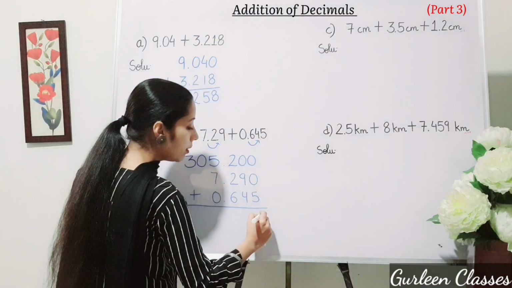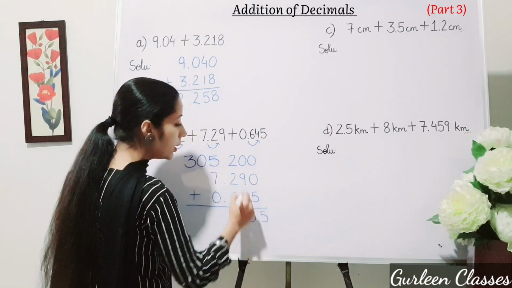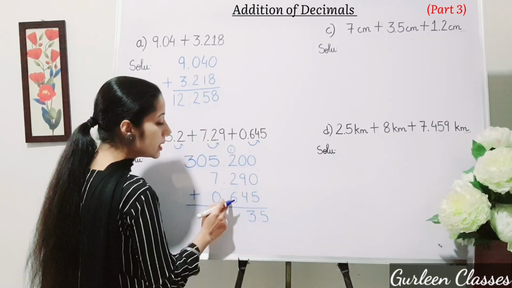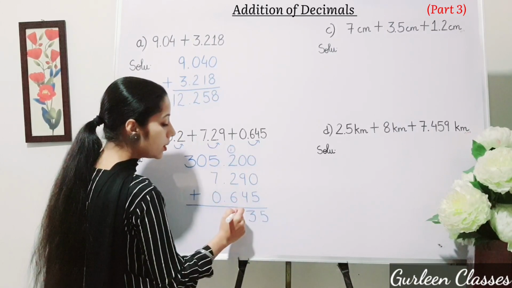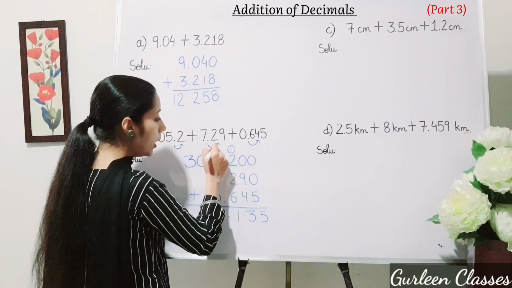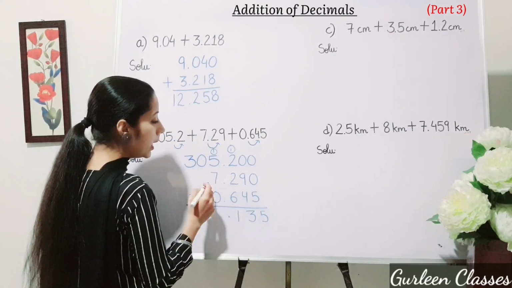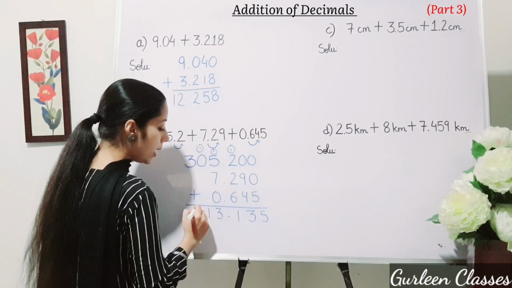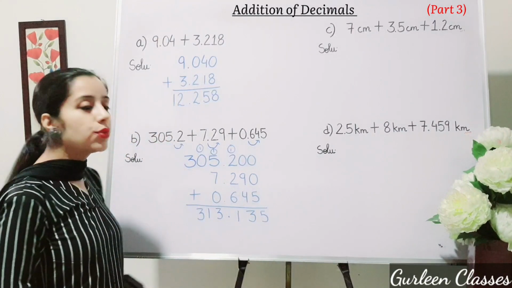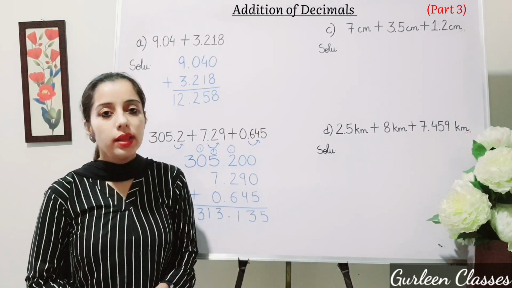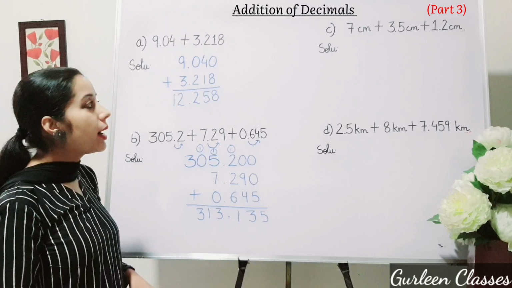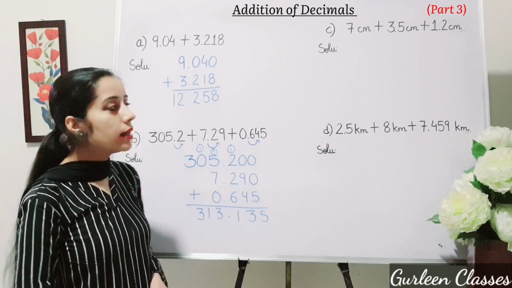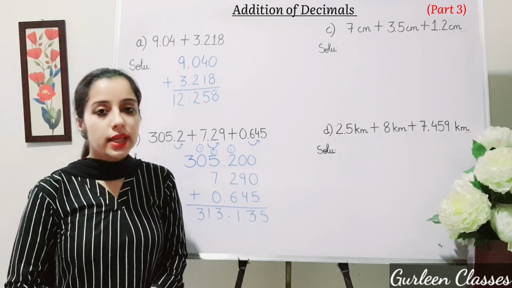It will be 5; 9 plus 4, 13 and 1 carry. 6, 7, 8, 9, 10, 11. So it will be 1; 7 plus 1, 8 plus 3, 11. Then 1 carry. It will be 1 and 3. So the answer is 313.135.